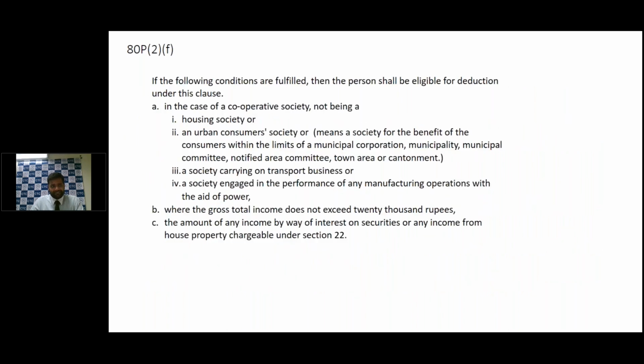80P(2)(f), there are a number of conditions in 80P(2)(f). It applies only to a cooperative society, which is not either a housing society or an urban consumer society, or society carrying on transport business, or society engaged in performance of any manufacturing operations with the aid of power. Second condition is such society's gross total income should not exceed 20,000 rupees. If these conditions are fulfilled, in that case, income by way of interest on securities or income from house property shall be allowed as deduction under section 80P(2).